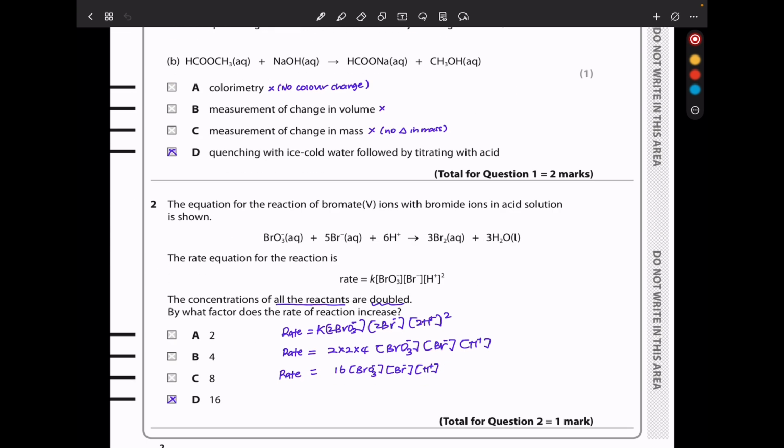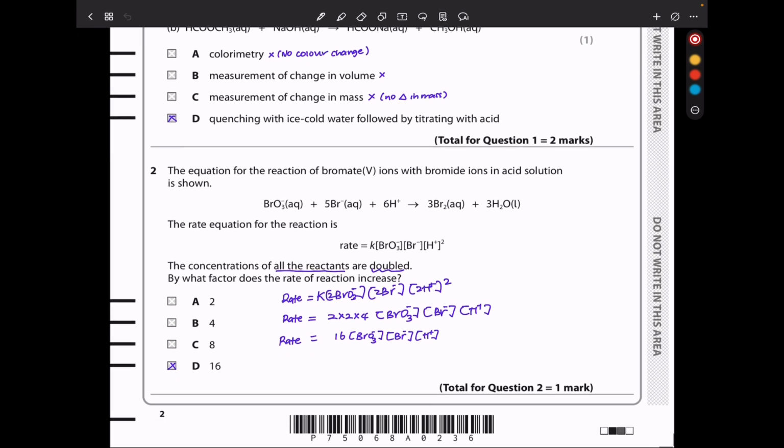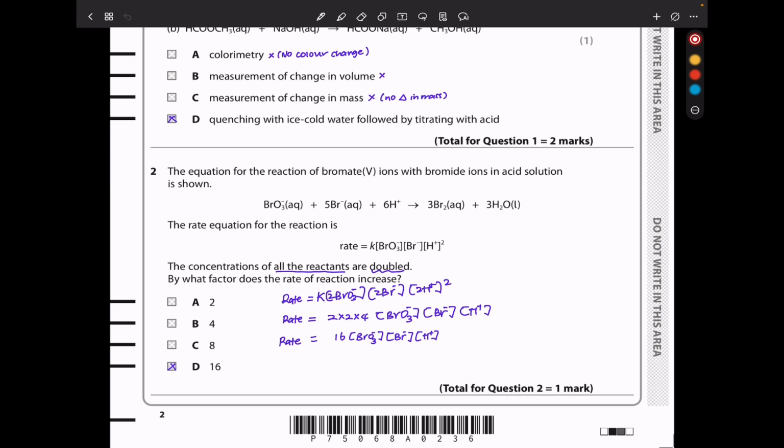In question 2, the equation for the reaction of bromate(V) ions with bromide ions in acid solution is shown, which is this one here. They say the rate equation for the reaction is rate equals k times the concentration of BrO3- times the concentration of Br- times the concentration of H+ squared. They say the concentrations of all the reactants are doubled. By what factor does the rate of reaction increase?